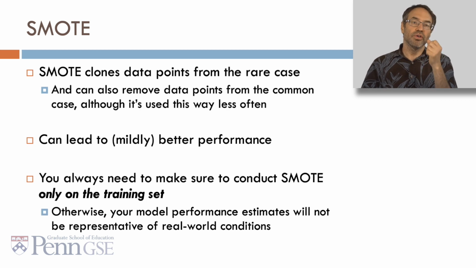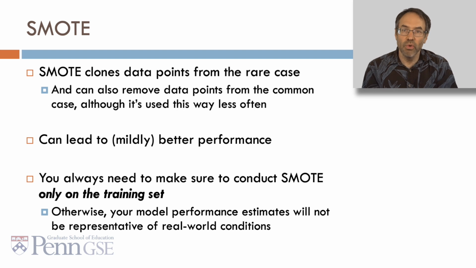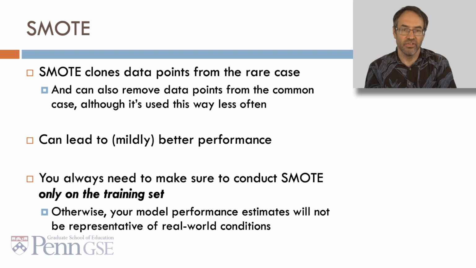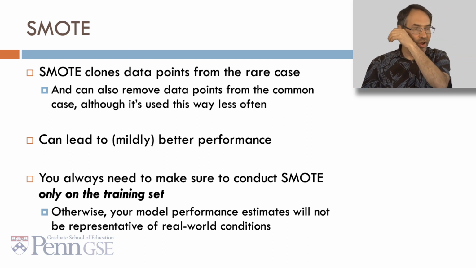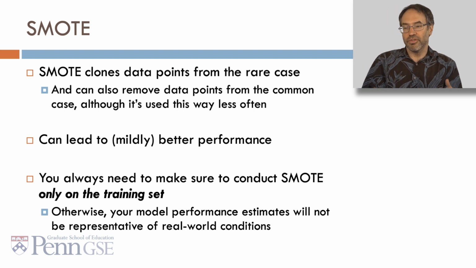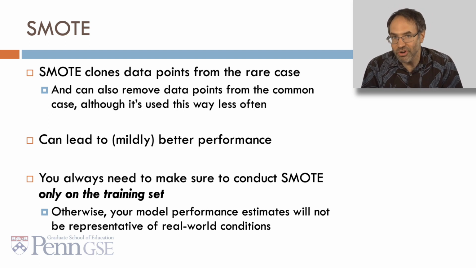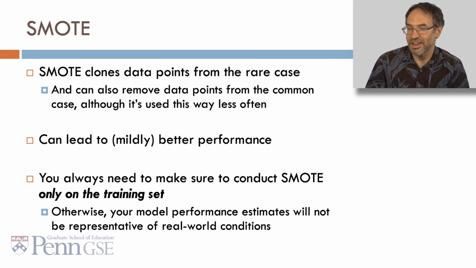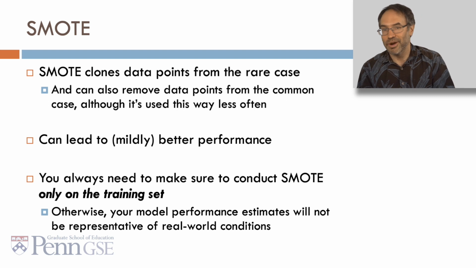When you use SMOTE, it's really important you always need to make sure to conduct SMOTE only on your training set. Don't clone the data points in your test set. If you clone the data points in your test set, your model performance estimates will not be representative of real-world conditions. And I've seen a lot of papers where when they do this, they actually get these glorious performances because they're overfitting. Also, make sure that you don't have the same cloned data points end up in both the training and test set, because that really leads to spurious better performance.